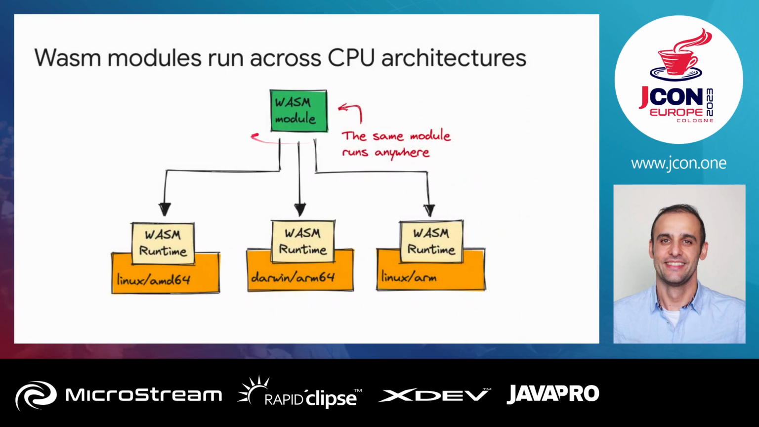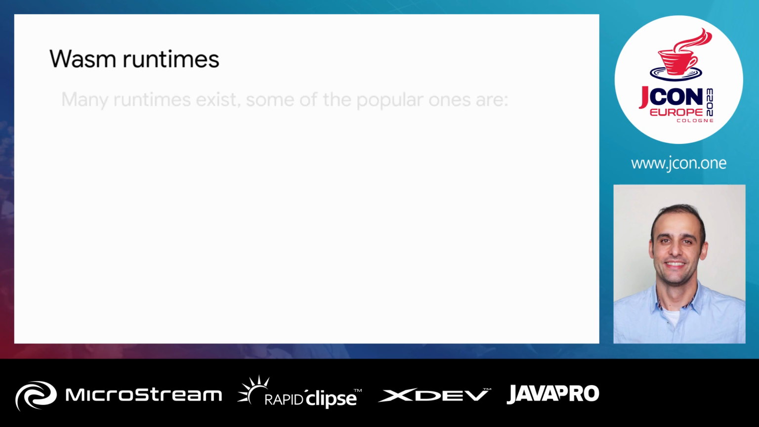Now, once you have this module, then this module can run on different architectures, but for that you need a Wasm runtime. So kind of like the JVM runtime, you have a Wasm runtime, but the beauty is that you don't need to change this module. Basically, it's the same module that can run in different places. And these Wasm runtimes, there's a lot of them actually for different kinds of things.